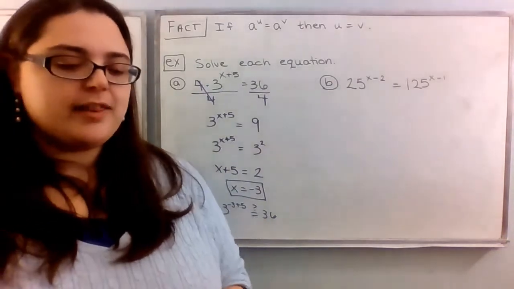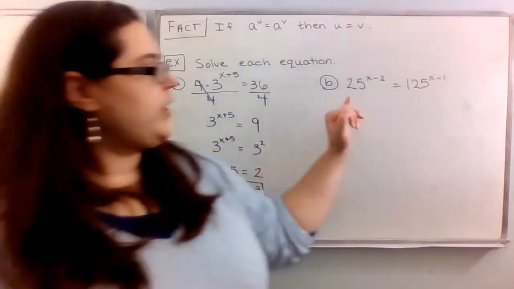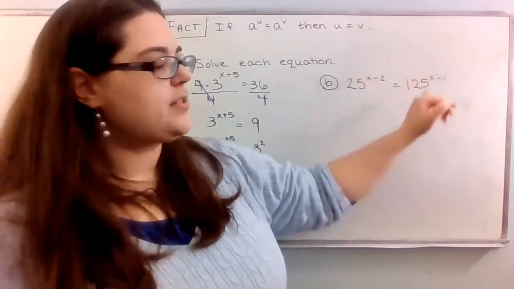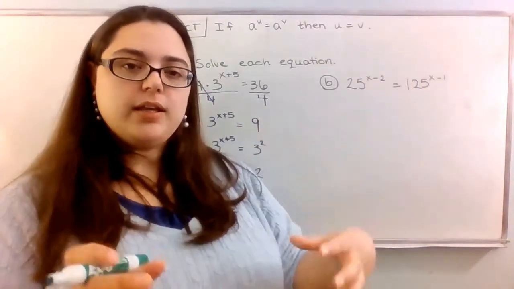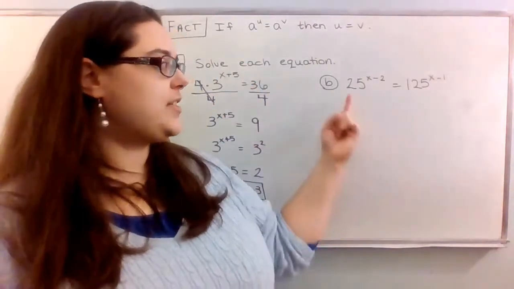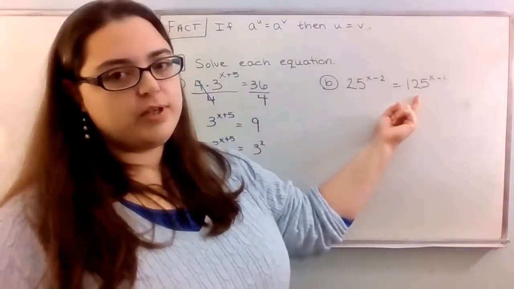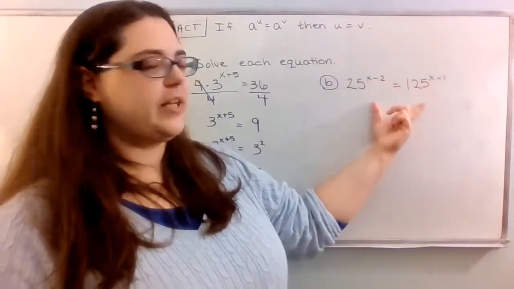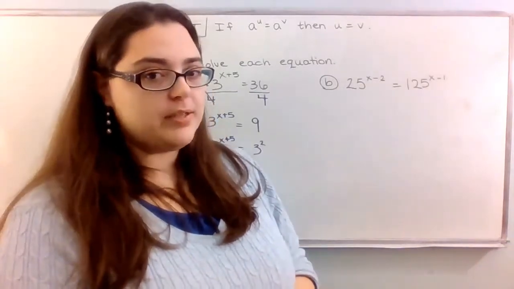All right, let's take a look at this other example. Over here, we have 25 and 125, each of those being raised to a power. We're in good shape here because we have an exponential expression equal to an exponential expression. However, they're not the same base. We have a base of 25 here, and a base of 125 here. So we can't just drop down and say x minus 2 is x minus 1. Instead, we have to work to find a common base.